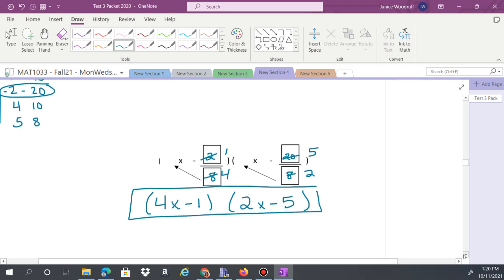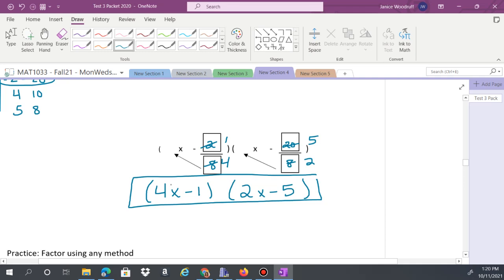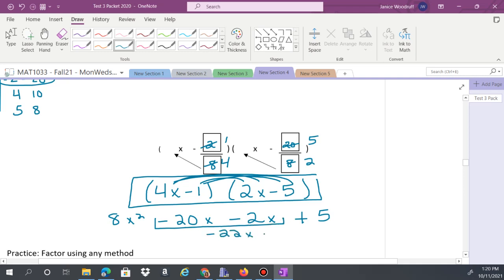I'm going to go ahead and multiply that real quick. 4x times 2x, 8x squared. 4 times negative 5, negative 20x. Negative 1 times 2, negative 2x. Negative 1 times negative 5, positive 5. This combines to negative 22, and we are back at our original problem.